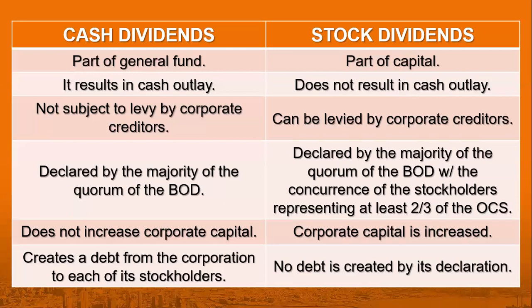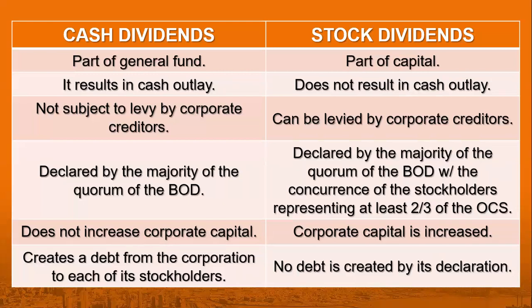Third, the cash dividend is not subject to levy by corporate creditors. Ibig sabihin lang nito, the creditors of the corporation cannot go after the money that has been paid to the stockholders because when the cash dividend is declared, napupunta na yung ownership to the stockholders and not to the corporation. Kumbaga, return of capital na siya ng stockholders or investors. On the other hand, since part nga ng capital ng corporation yung stock dividends, then corporate creditors can go after them since it is a part of the ownership of the corporation.